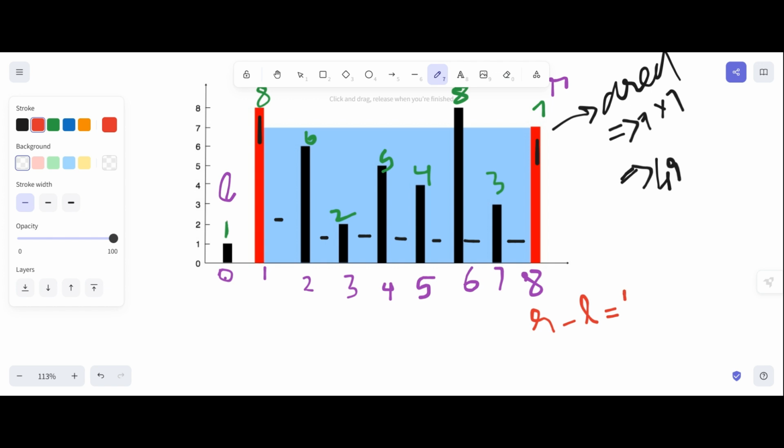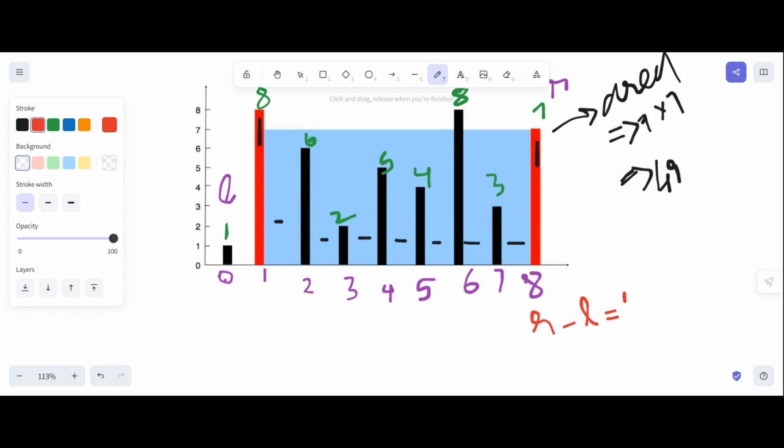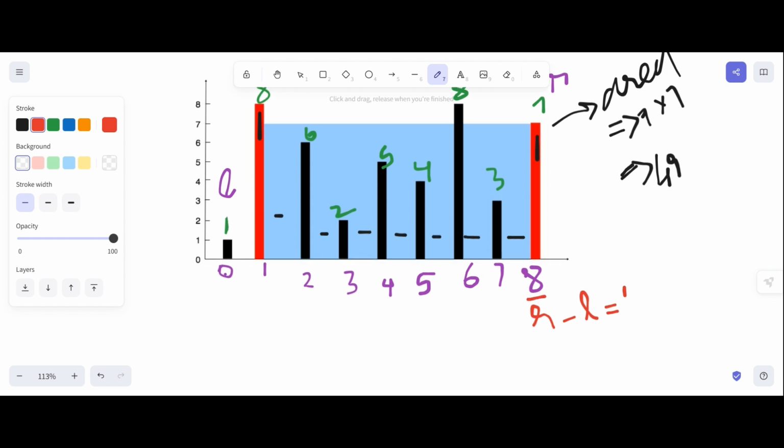That is going to be 8 minus 1, because we see the indexes over here. So 8 minus 0, that is going to give us 8. So 8 is going to be the width over here. I already told you how to calculate width. So this is 1, 2, 3, 4, 5, 6, 7, and 8.